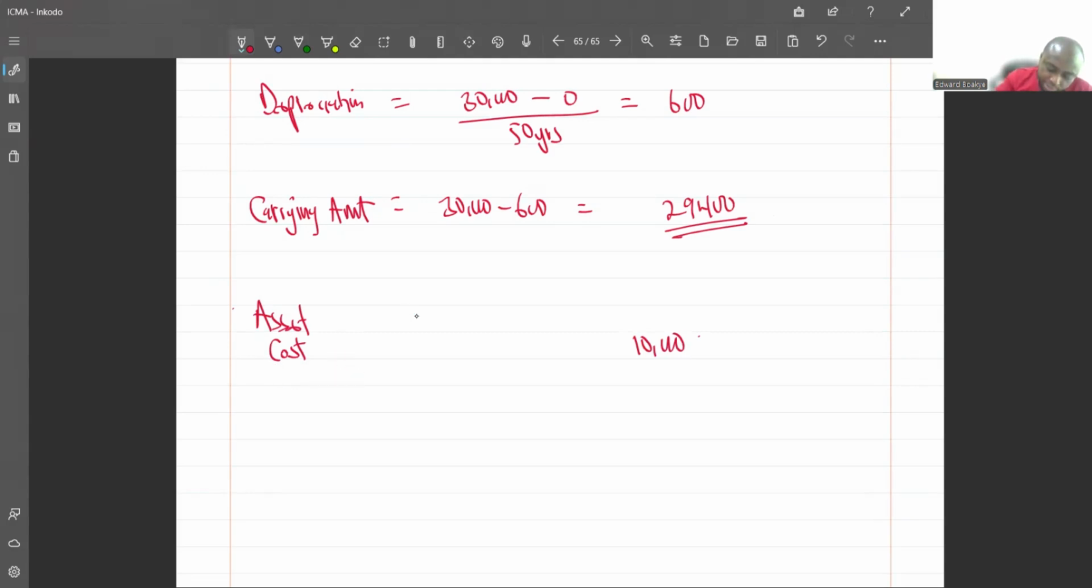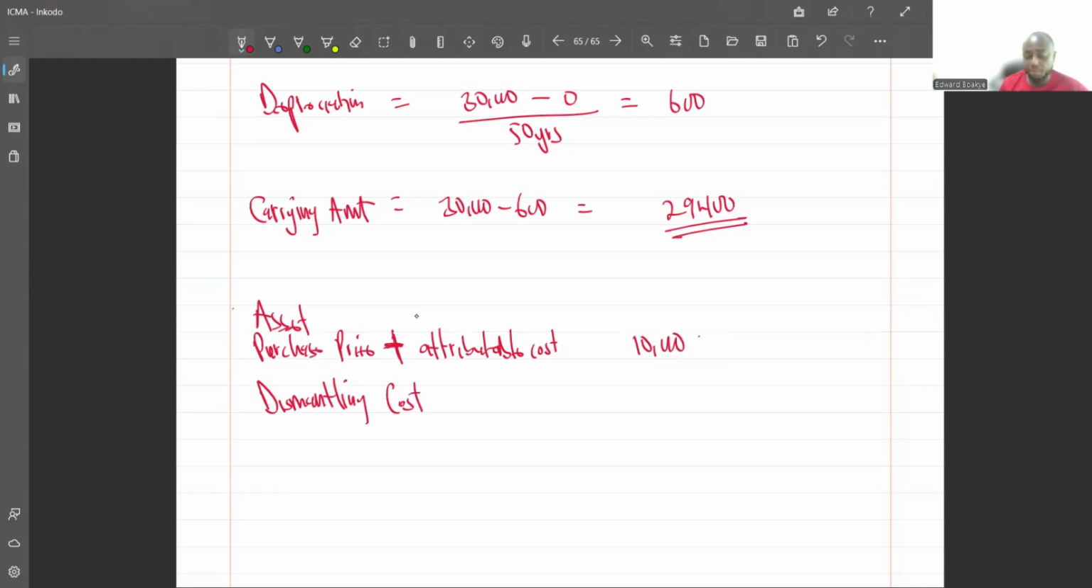So let's say this 10,000 is as a result of what? The purchase price, plus attributable cost, plus other attributable cost. So we need to get the dismantling cost. And it's the dismantling cost that is given to us as 4,000.